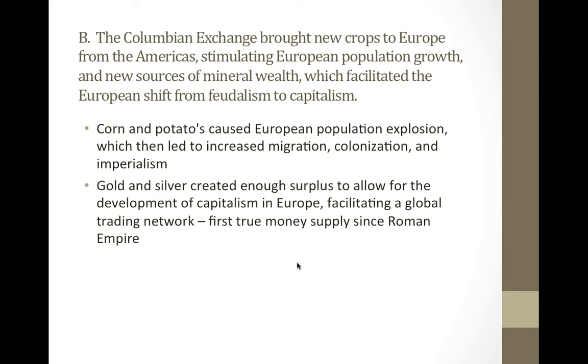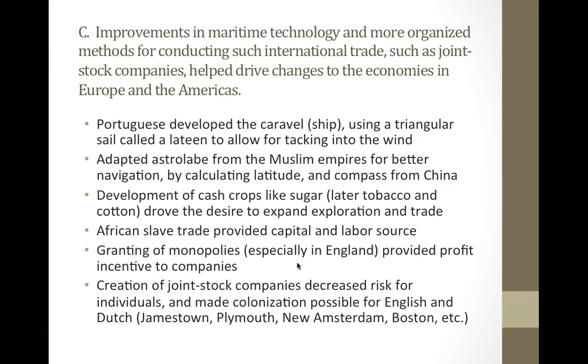We're also going to get this influx of gold and silver, right? That's going to create surplus to allow the development of capitalism in Europe, and we're going to have a global trading network. It's a really complicated concept. We get into it a lot in European history. All right, but we really get the first global money supply since the Roman Empire. All right, it's really the beginning of globalization, which is something we still talk about today.